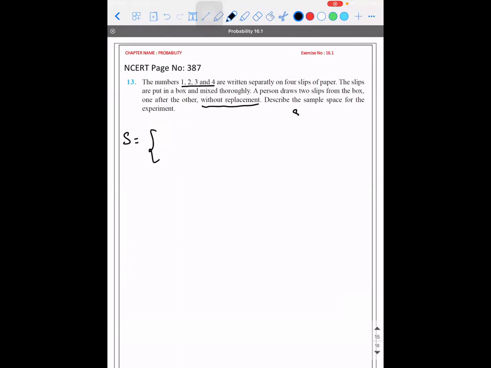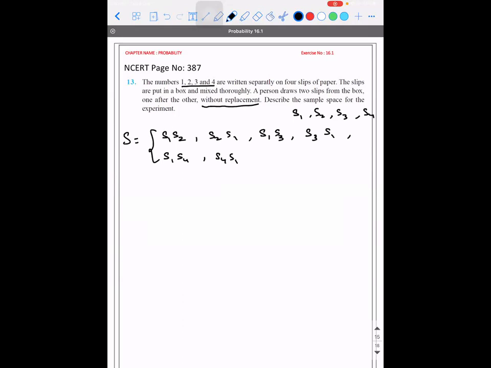So let the 4 slips be S1, S2, S3, and S4. A person draws 2 slips from the box, one after the other. So S1, S2, or S2, S1 is possible. Similarly, S1, S3, S3, S1. Similarly, S1, S4, S4, S1. Guys, are you able to understand?